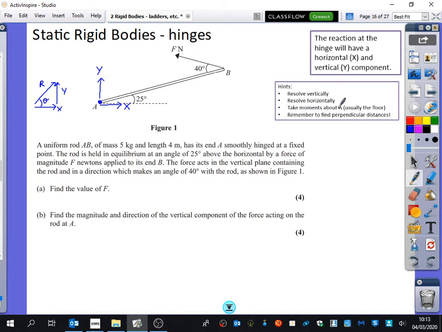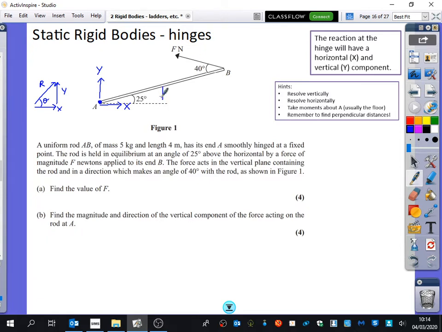So we've got a uniform rod of mass 5 kilograms and length 4 meters, has its end A smoothly hinged. That means there's no friction here, so we don't need to worry about that, at a fixed point. It's in equilibrium at an angle of 25 degrees, and it's being held there by a force of magnitude F newtons applied to the end, acting in the vertical plane containing the rod and in a direction which makes an angle of 40 degrees with the rod. Everything is as though it is in the diagram. When it says a vertical plane, it means it's like this, and it's not wonky going to the side or anything, okay? First of all, we're going to try and find out what the value of F is.